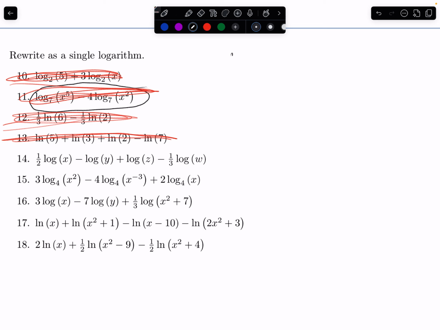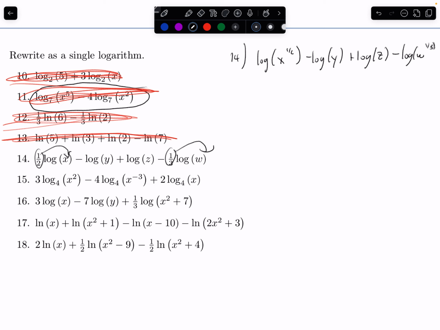14 doesn't look much harder either. Oh no, we do have powers this time. So I'm going to do that first step and take this 1/2 as a power and this 1/3 as a power. So this is going to be log of x to the half, minus log y, plus log z, minus log w to the 1/3 power. There we go.